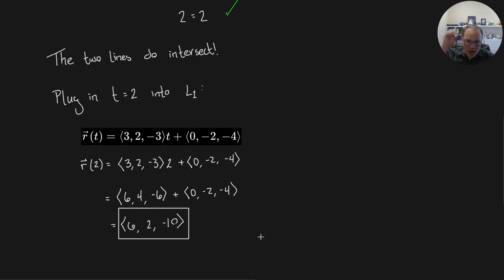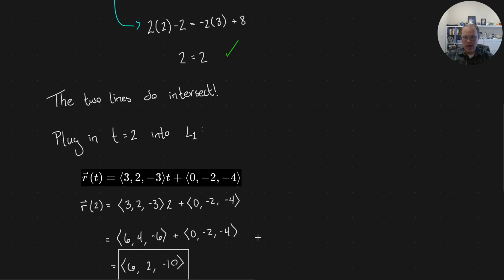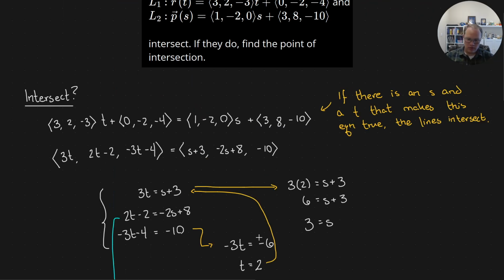And so the two lines will intersect. They hit the same point at (6, 2, negative 10). That is the point that they have in common. Right? And if you wanted to really check your work, take s equals 3 and plug it into the second equation. You will find that you get the exact same point.